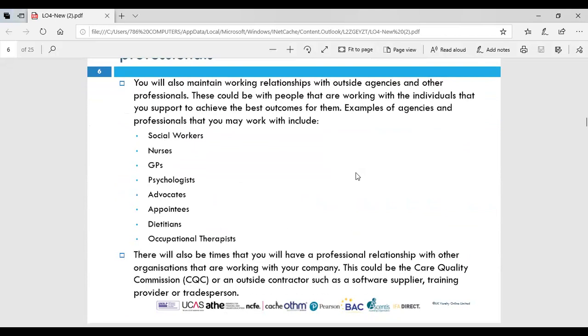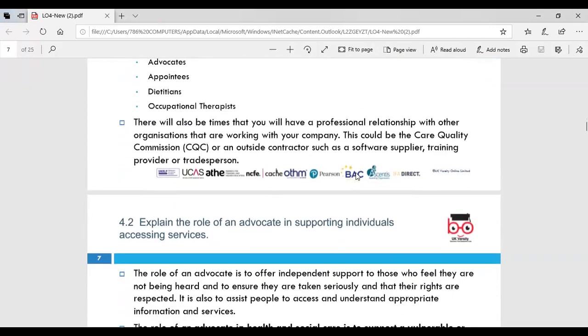There should be the Care Quality Commission, the standards set by the Care Quality Commission, CQC. They are also one of the external auditors. They're the people who are working towards improvement of the quality within your organization. So they're an example of having external relationships. An external contractor, such as a software supplier or training provider, or a tradesperson, can also be an external relationship.